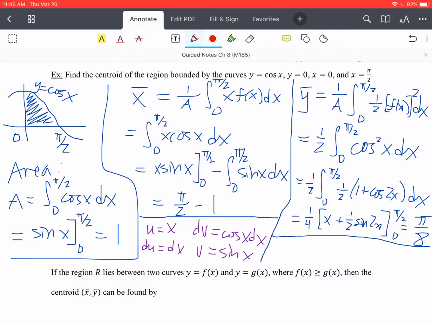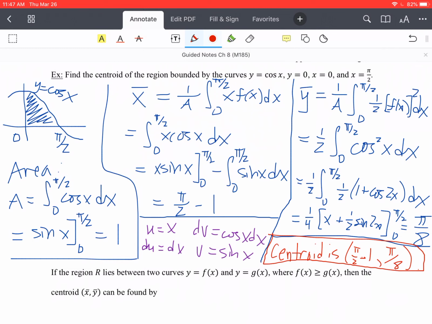Okay. So the centroid is the point pi over 2 minus 1, comma, pi over 8. And that would be our center of mass for this region.